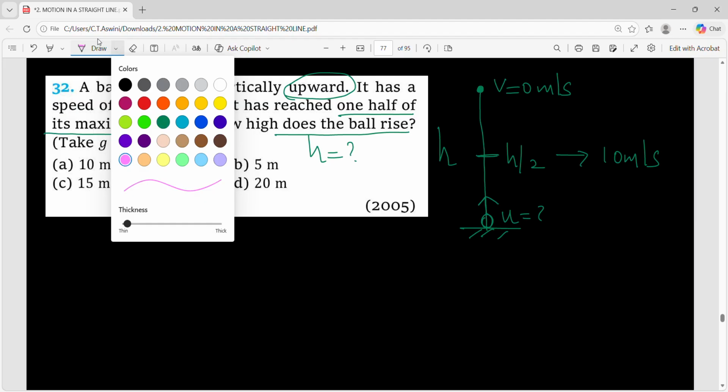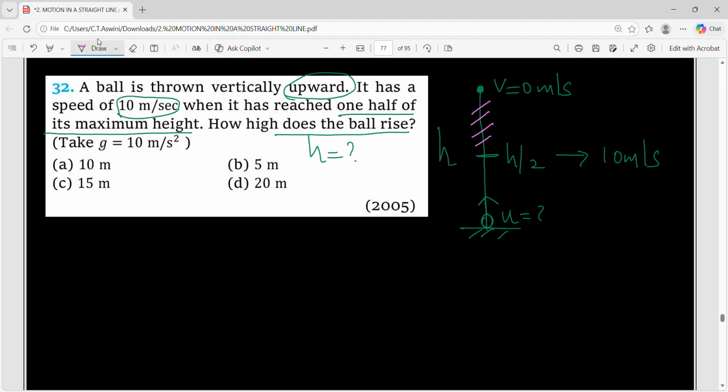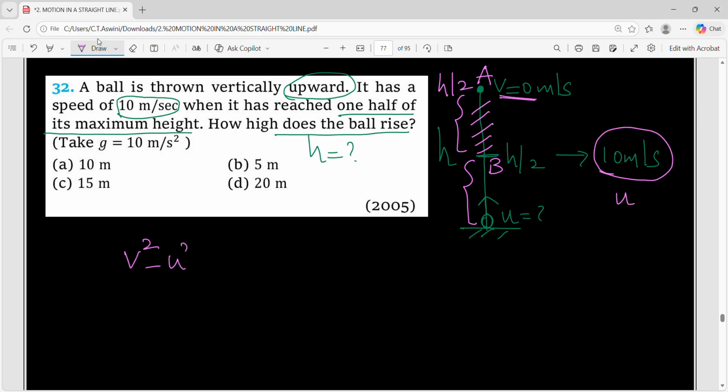Can we consider this segment? If this is half of the height, don't you think this is also half the maximum height? So for this segment A to B, we have the distance. And don't you think this becomes the initial velocity, and this is the final velocity? So just substitute using this formula, v square minus u square is equal to 2as.